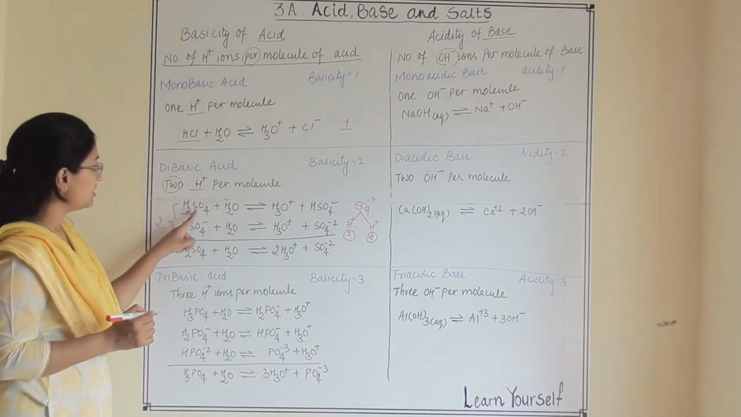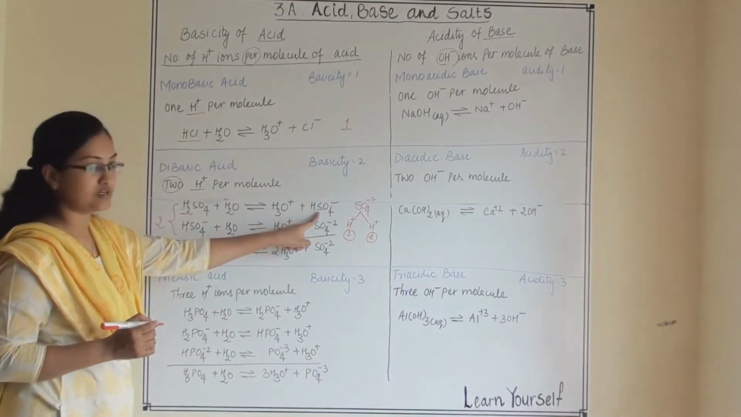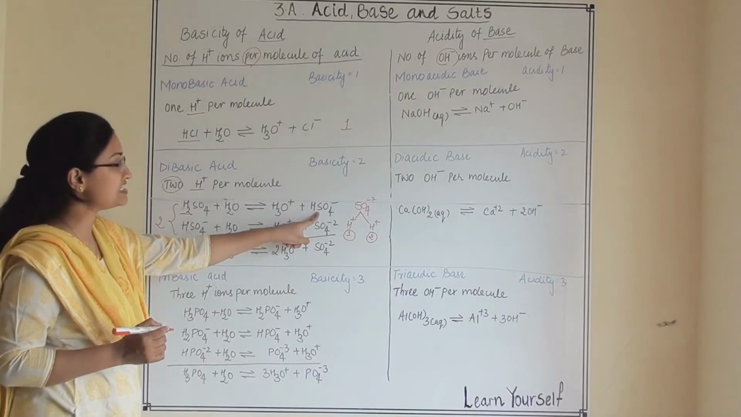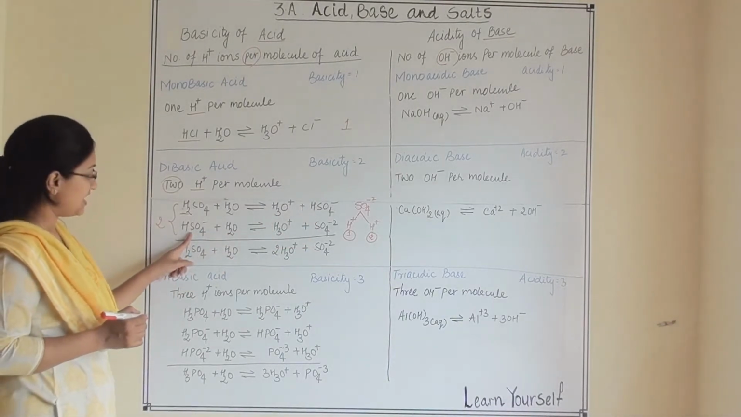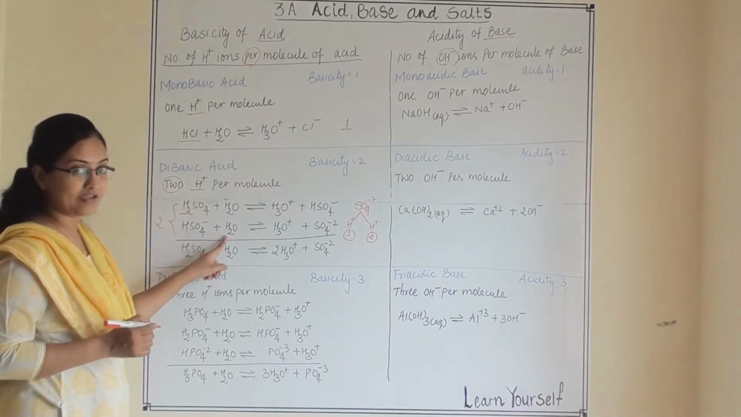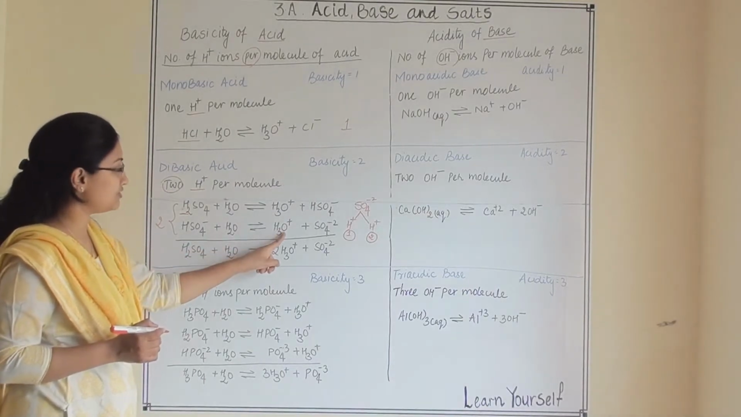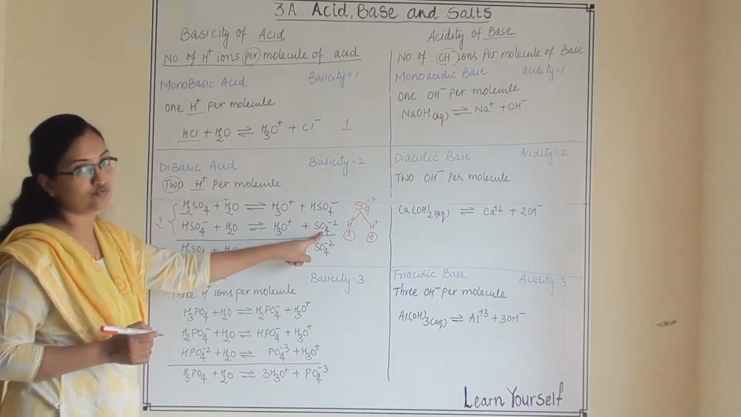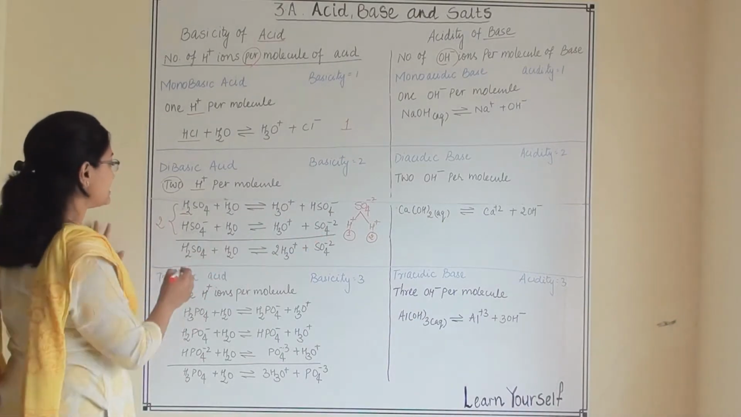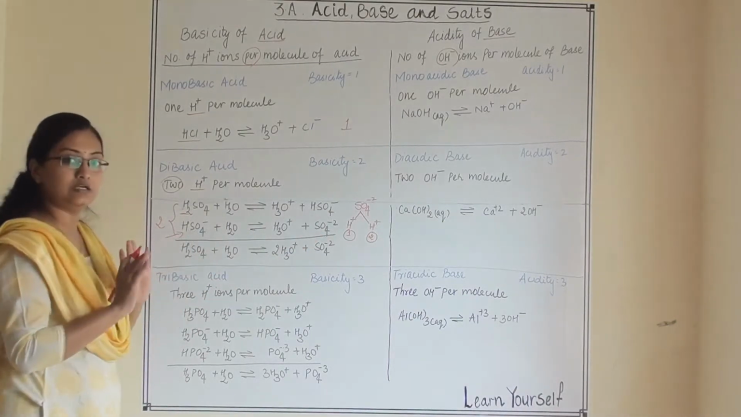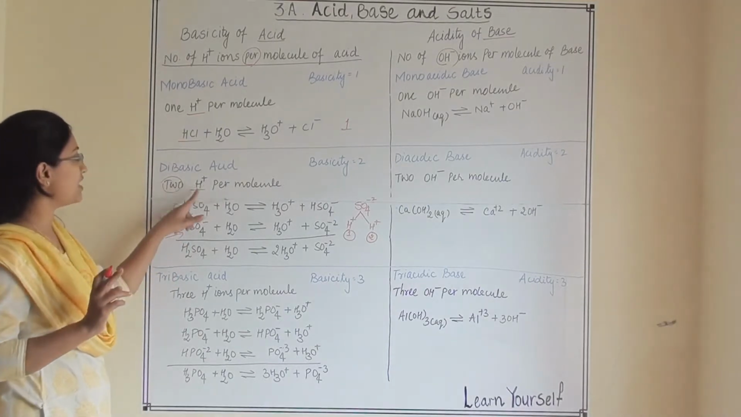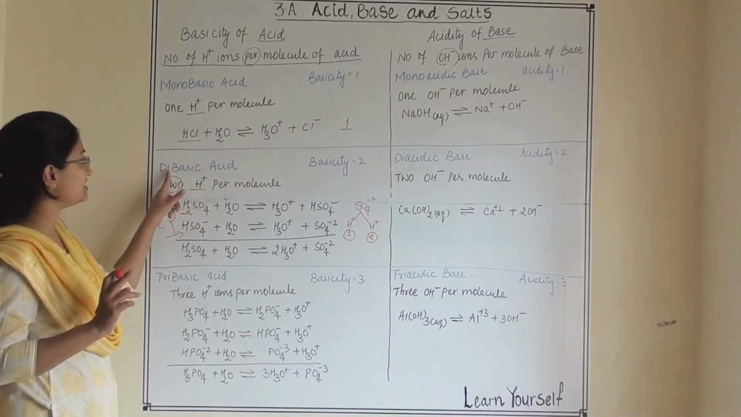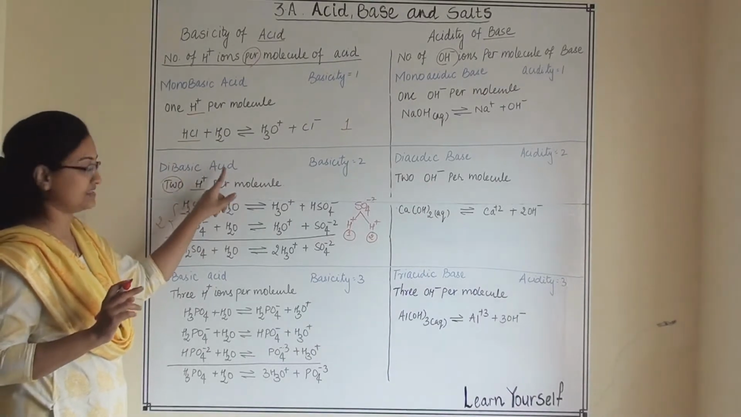Here in the first step, the first H plus has been removed, so the remaining is HSO4 minus. And in the second step, HSO4 minus will again combine with H2O and it gives hydronium ion and SO4 minus 2. At the second step, it completely dissociates. It dissociates in 2 steps and gives 2H plus per molecule. That's why it is a dibasic acid.